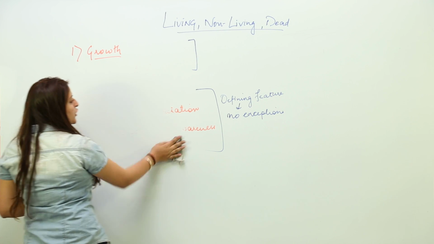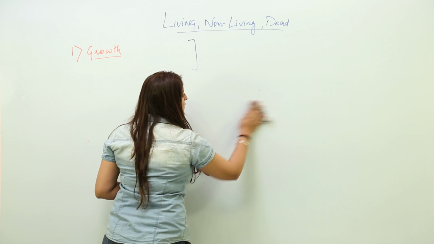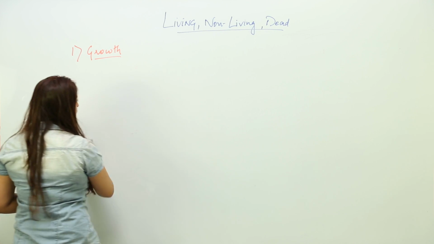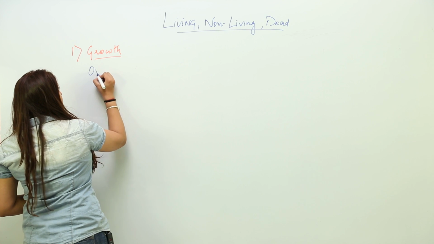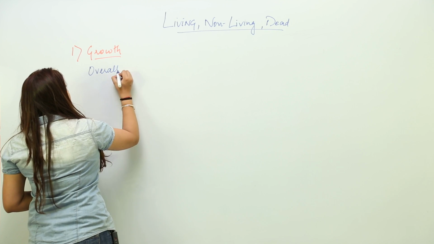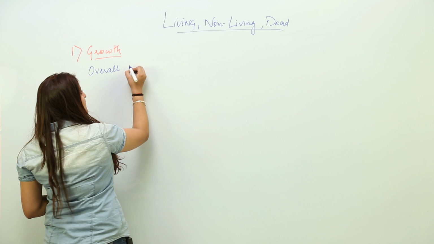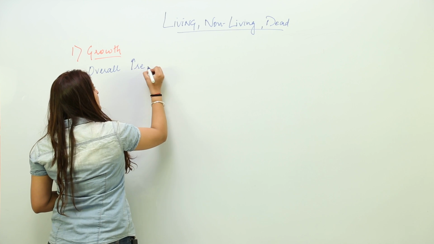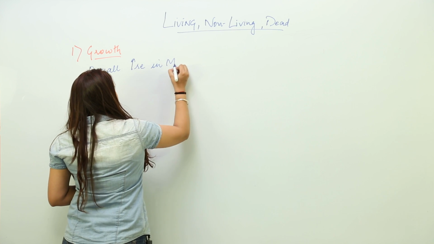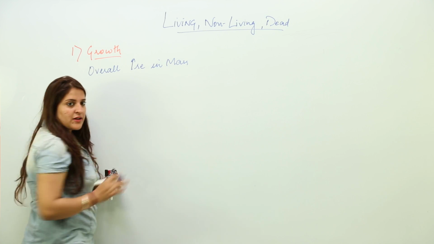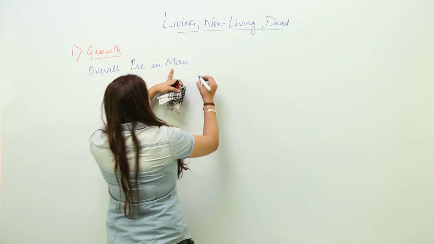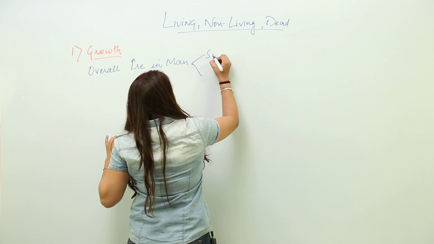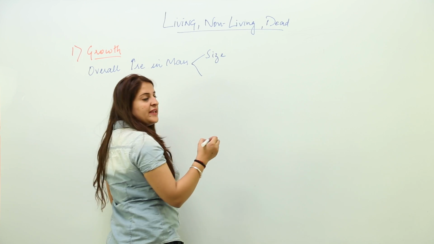The first is growth. What do you mean by growth? Growth occurs when there is an overall increase in the mass. Whenever there is an overall increase in the mass, we say growth is occurring. Now, how does this overall increase in mass occur? This overall increase in mass occurs by two twin characteristics. One is an increase in size and one is an increase in number.